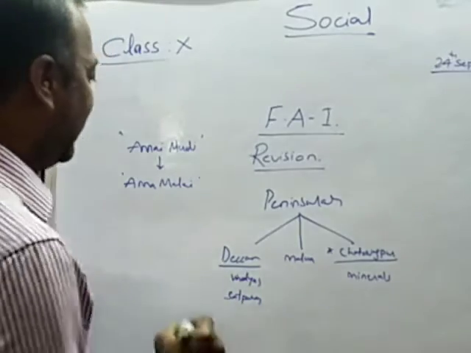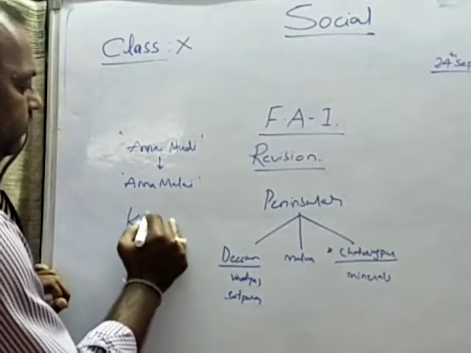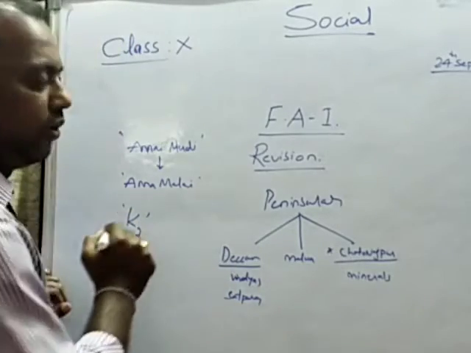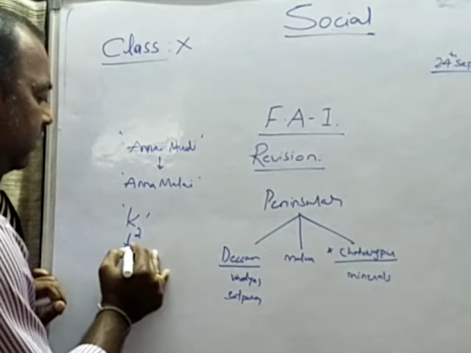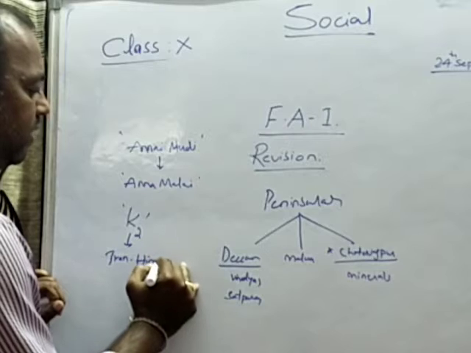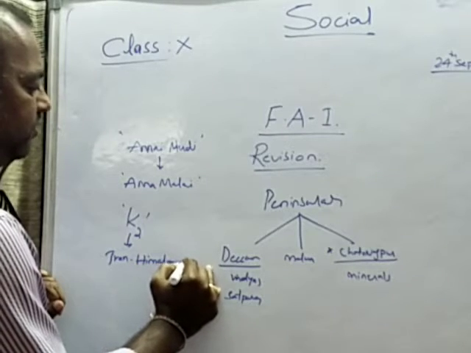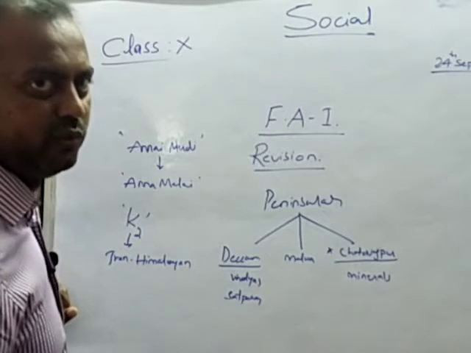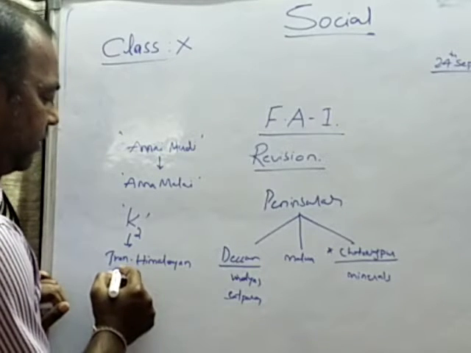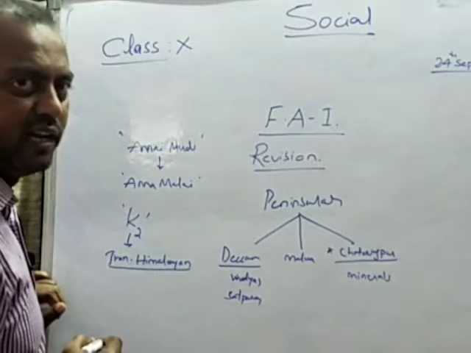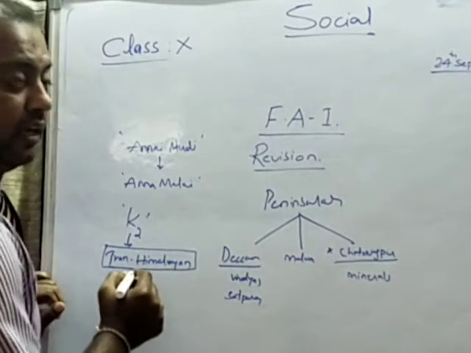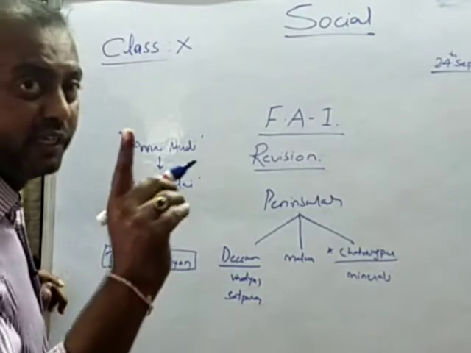Actually, the highest peak in India is K2, children. But K2 is not located in Himalayas. It is located in the Trans-Himalayan zone. This is not Himalayas, but the Central Asian mountains which join to the Himalayas in the northern part of Kashmir from Afghanistan, called the Trans-Himalayan zone. K2 is in the Trans-Himalayan zone, and K2 is the highest peak in India.